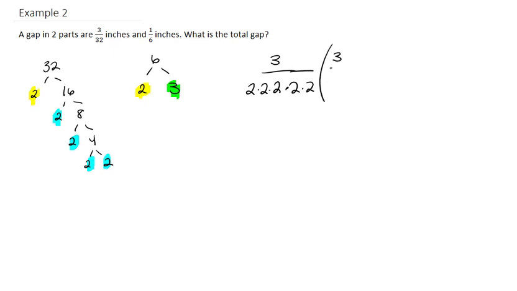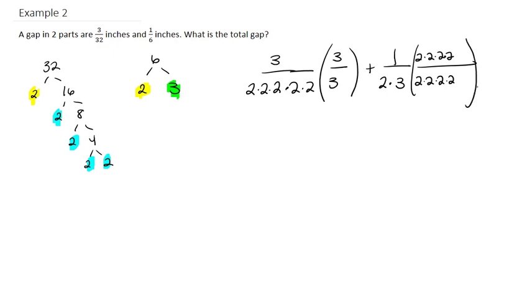Then we have 3 over 32 multiplied by 3 over 3, plus 1 over 6, which is 2 times 3. Now, we don't need to multiply by this 2, but we do need to multiply by these four 2's, so that would be 1, 2, 3, 4. We do it to the top as well. And that's it, because we already have a 3, so we don't need to multiply it any further.